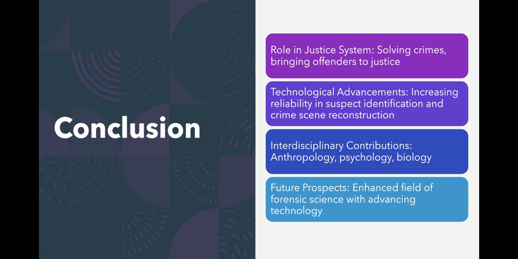So, in conclusion, forensic science plays a vital role in the criminal justice system by employing scientific methods to solve crimes and bring offenders to justice. Through advancements in techniques and technology, forensic science has become increasingly reliable in identifying suspects and reconstructing crime scenes and matching evidence to its source. Various disciplines, including anthropology, psychology, biology, they all contribute to the practice of forensic science, bringing specialized knowledge to investigations. And as technology continues to advance, the use of science in the criminal justice system is expected to increase, further enhancing the field of forensic science and its impact on solving crimes.